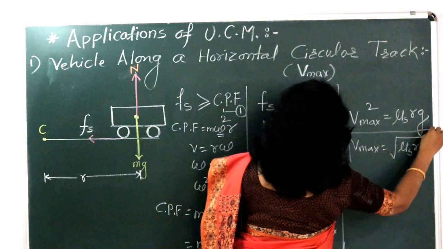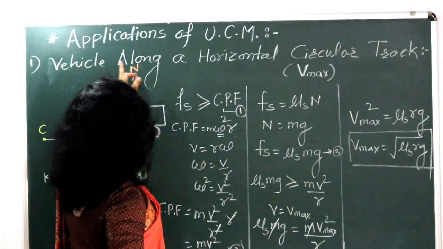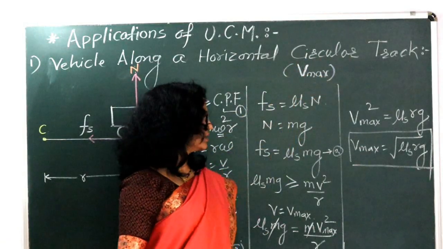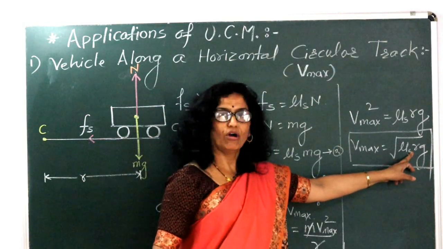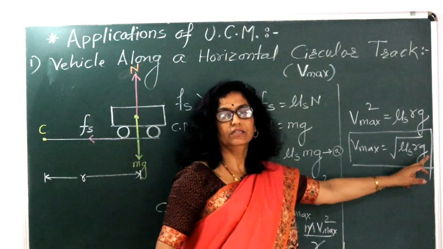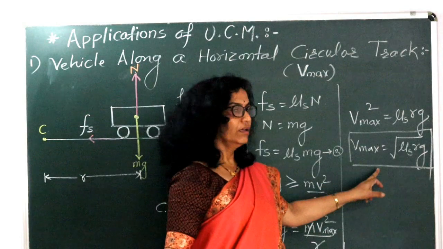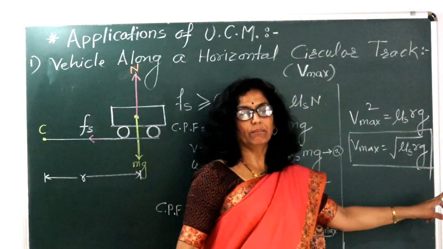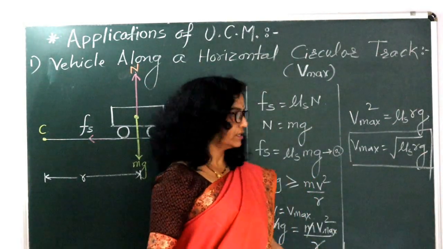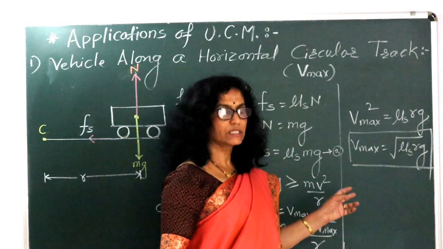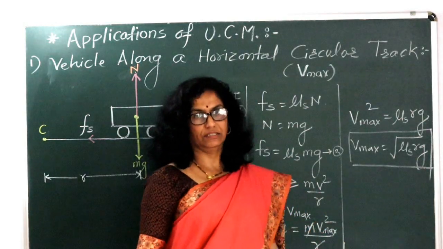Now observe this equation, that is the equation for the maximum speed of a vehicle along a horizontal circular track. Mu s is the coefficient of static friction, r is the radius of the circular track, and g is the gravitational acceleration. All these terms are constant, and that's why the maximum speed does not depend on the mass of the vehicle. It is the same for all types of vehicles. If we exceed the limits beyond the maximum speed, then the vehicle will skid.